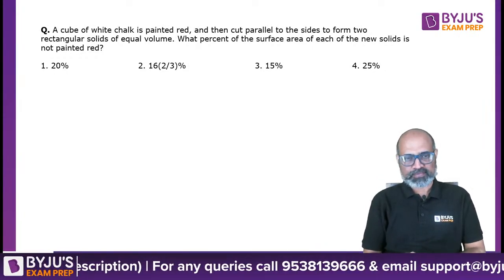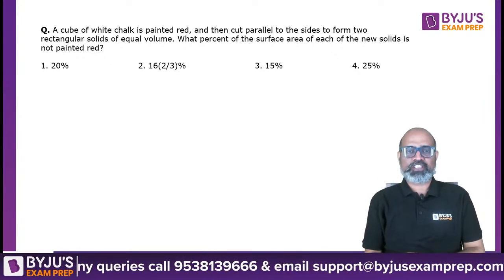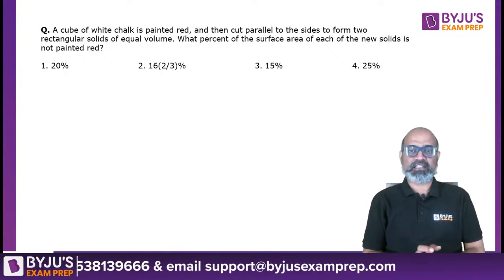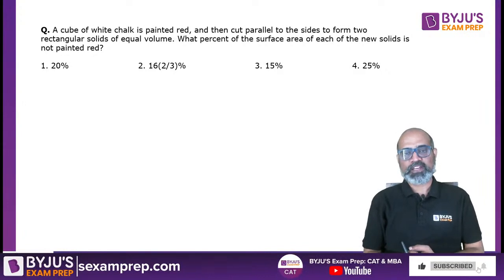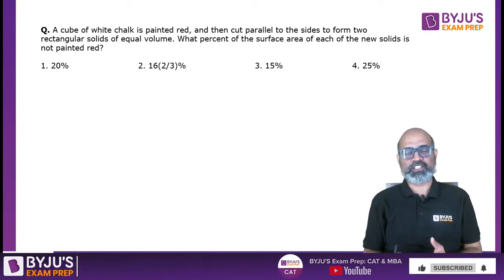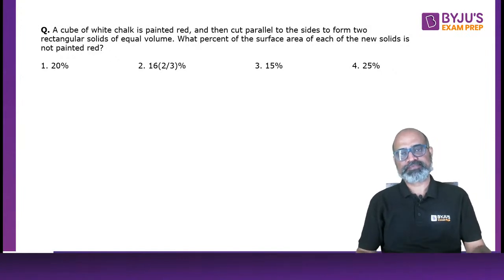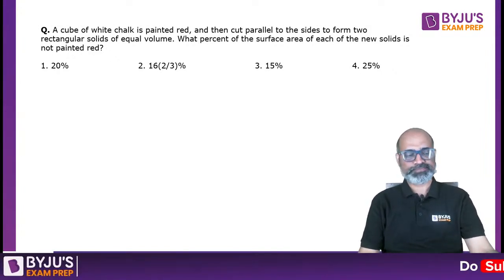Almost everyone. So a cube of white chalk is painted red and then cut parallel to the sides to form two rectangular solids of equal volume. What percent of the surface area of each of the new solids is not painted red? So this is what we need to find out.